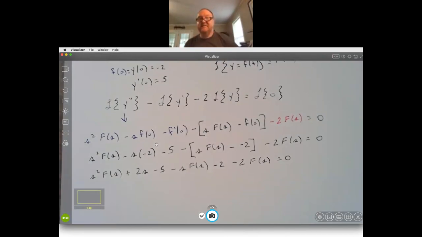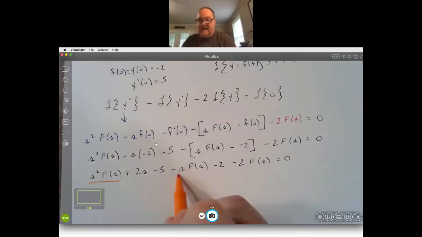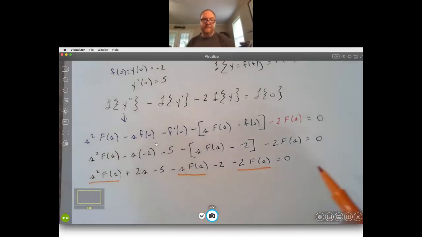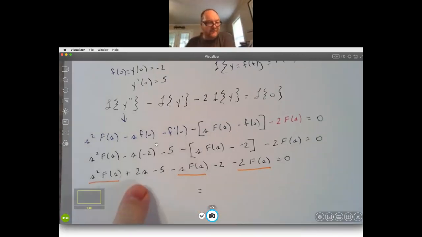All right, so we've played this kind of game before. I want to gather up anything with an F of S term in it. So I'm going to hang on to this term, and this term. Anything that doesn't have an F of S, I'm going to take to the other side. So I'm going to do all that in one step. Let me take the stuff across first, I guess.